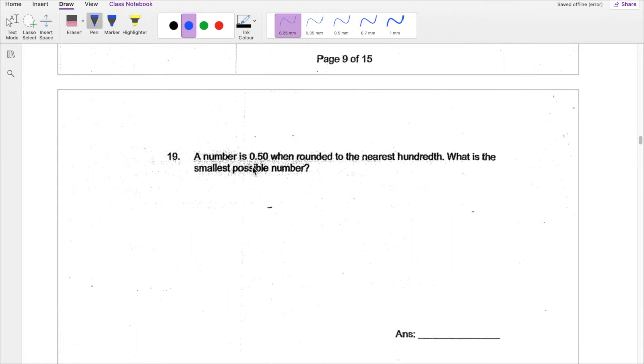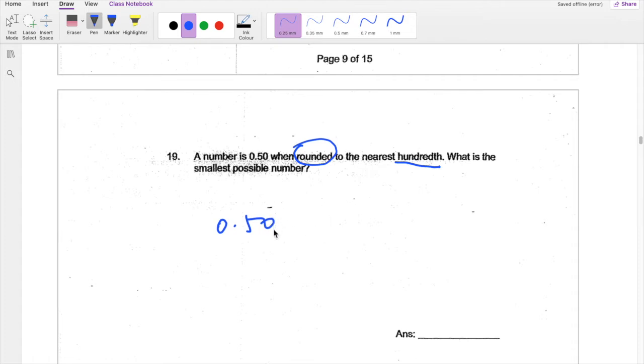A number is 0.5 when rounded to the nearest hundredth. What is the smallest possible number? Well, this is another rounding problem. So what do we say about rounding? Rounding means that we omit the rest, the digits after this one.